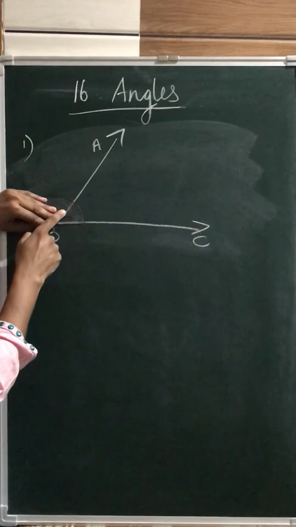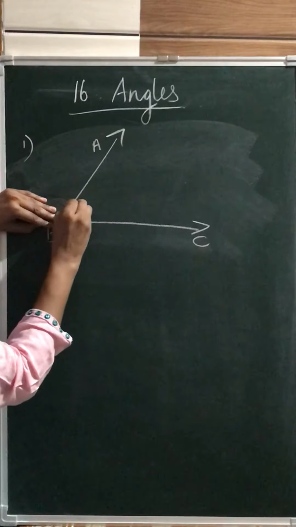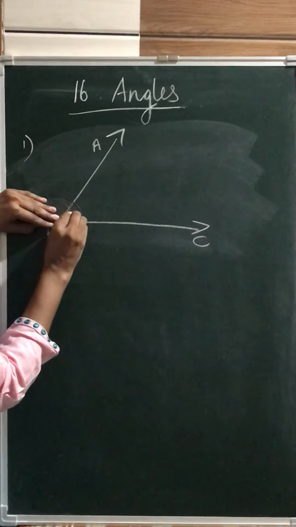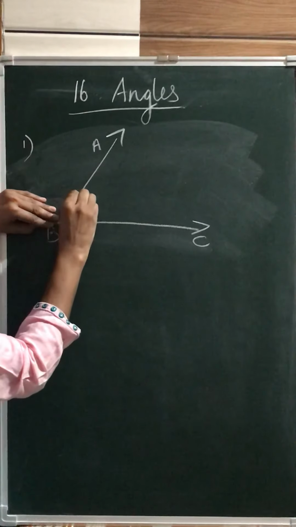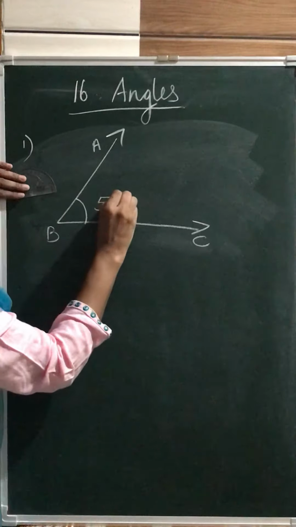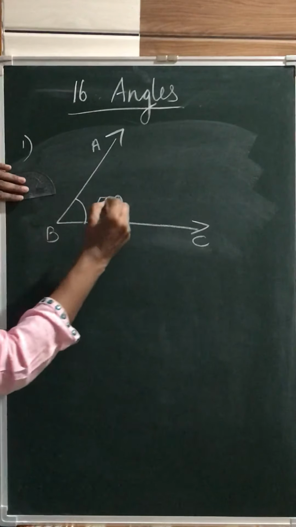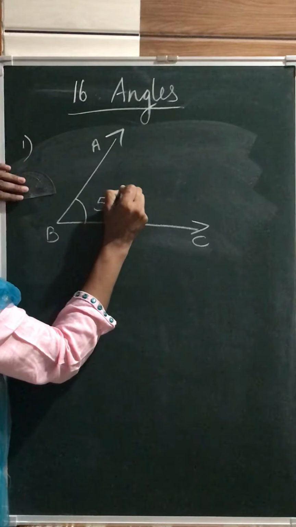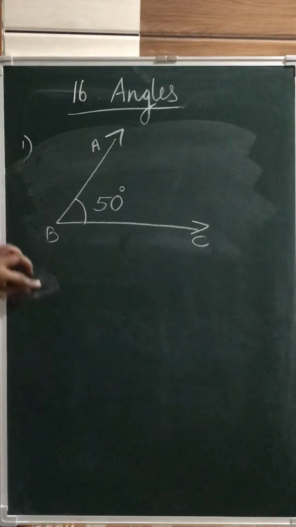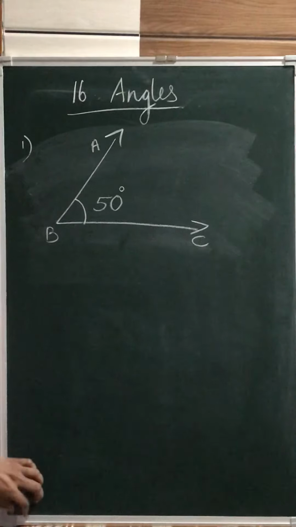The second arm is on 50. 0, 10, 20, 30, 40, 50. So you can write like this: measure 50, and the unit of angle is degree. We can represent it with a small 0. 50 degrees is the measure of this angle ABC.